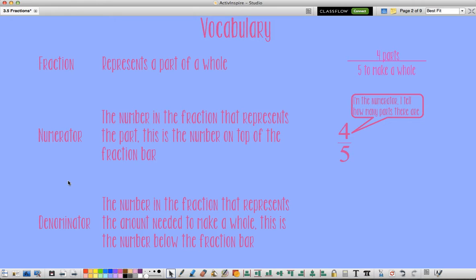Then the denominator is the number that represents how many parts you need to make a whole, and that number will be below the fraction bar. So the denominator in this case would be 5, and it tells you you need that many pieces, or in this case 5, to make one whole group. So with this fraction, I have 4 out of 5. If I get one more part, I would make one whole group.